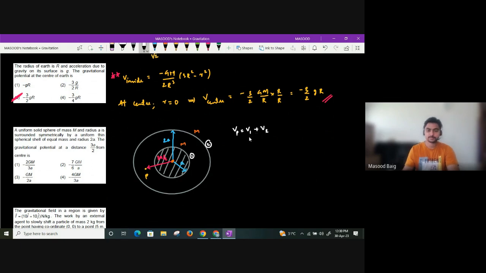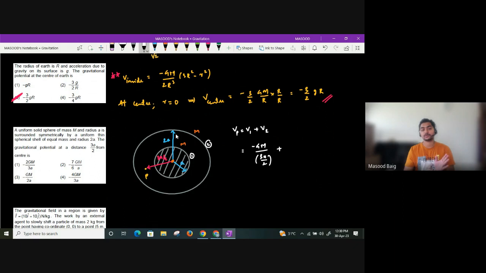Clear everyone? Now see, what is the first mass? It is a solid sphere. Where is the point? Outside the solid sphere. So what will you get here? Outside the solid sphere, what is the potential? It will be minus GM. What is the distance from the center? 3a by 2. Where is the given point P? It is inside the shell.